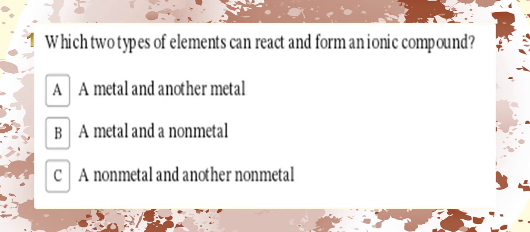So the right answer: a metal and another metal? Do you think that? No. Metal and non-metal? Yes, this is right. And the other kind that we have is the covalent bond, which is between a non-metal and another non-metal. So the right answer will be number B. Okay, this is the first question. Let's go to the second one.